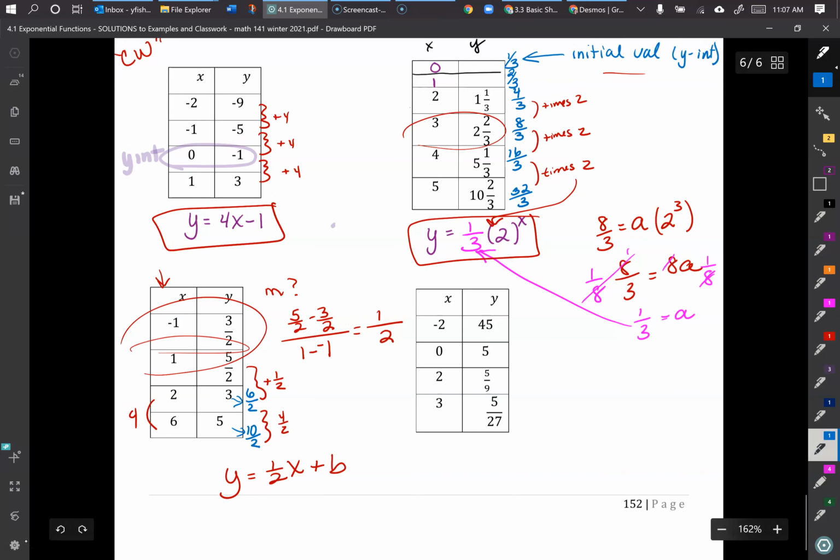You know, pick any value, pick like 5 equals a half times 6 plus b, and figure out what b is. Well, it'd be 5 minus 3, 2 equals b. So then we would put that back up in here, and that would be our linear equation.